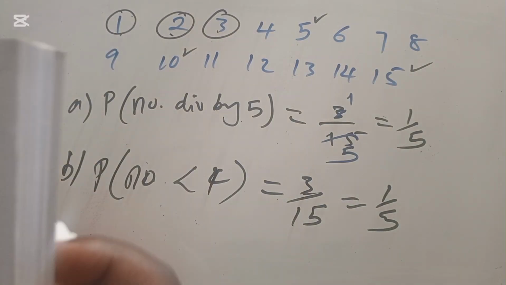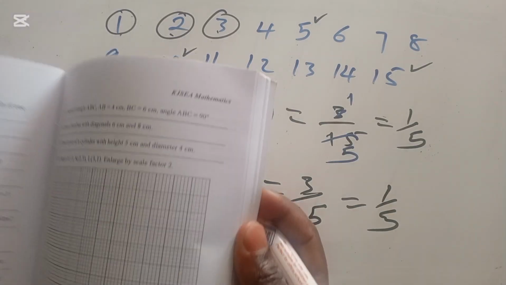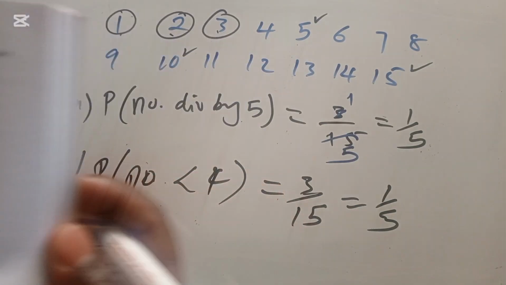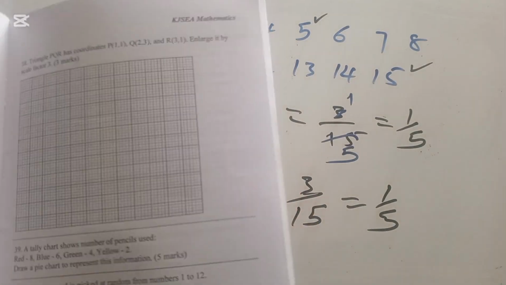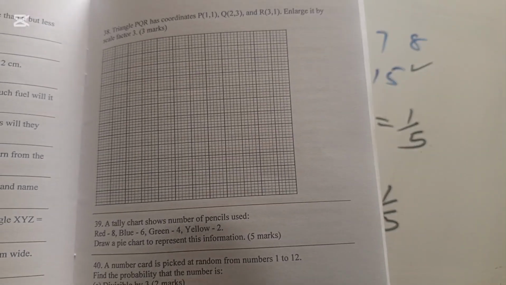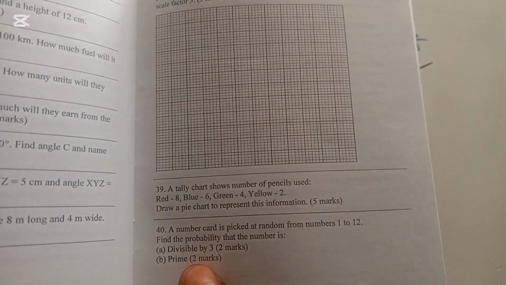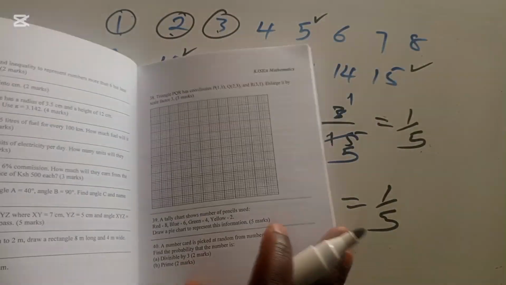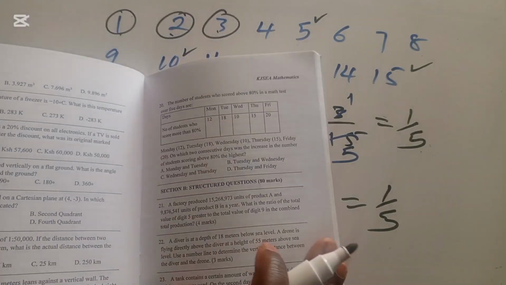Now we are going to skip some of the sample papers and look for more at the back. So this question is also not difficult. For the probability that the number is divisible by 3 or a prime number, that's not difficult. It's similar to what we have done.